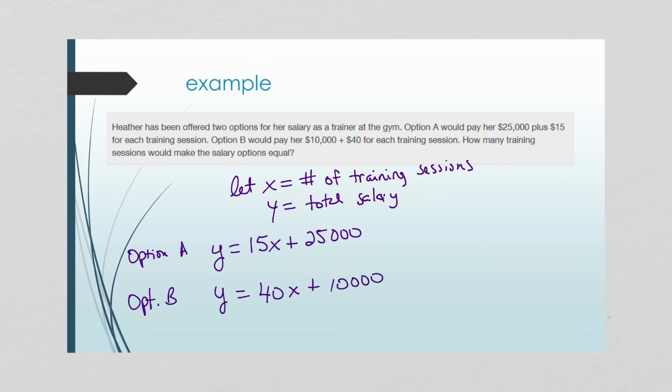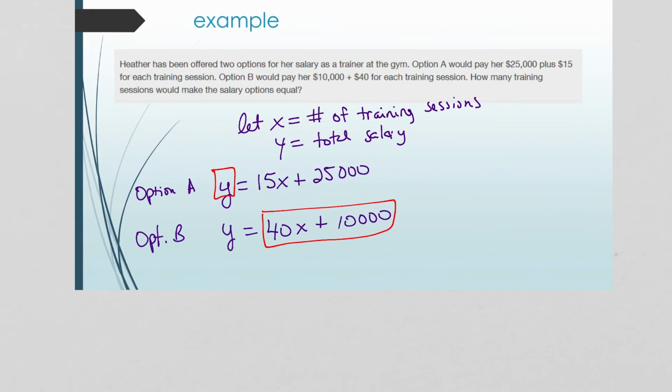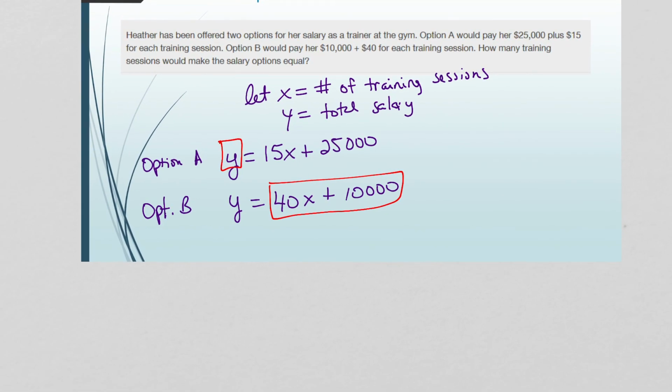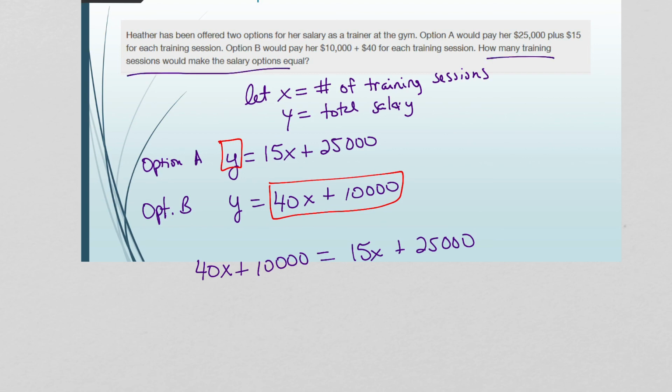Okay, now watch this. This right here, because y is equal to that, can be placed right there. So I'm rewriting this top one, but instead of y, I'm putting 40x plus $10,000. And what I'm finding is I'm actually finding the total solution. They didn't ask what her total salary would be. They asked how many training sessions, and that's what I'm solving for in this case, okay?